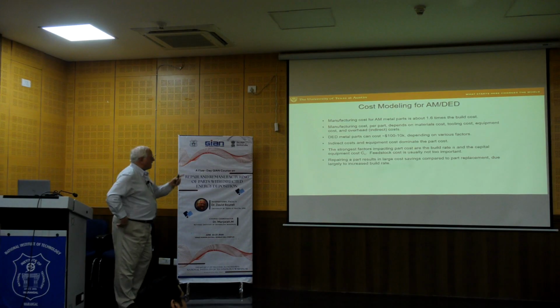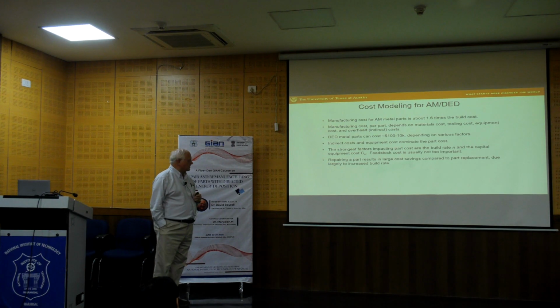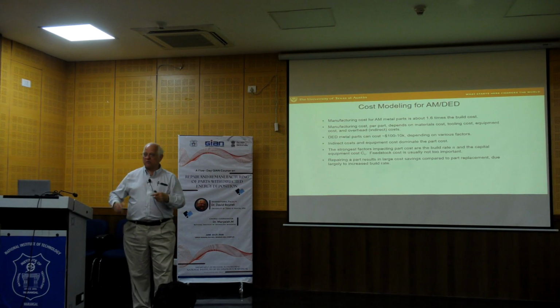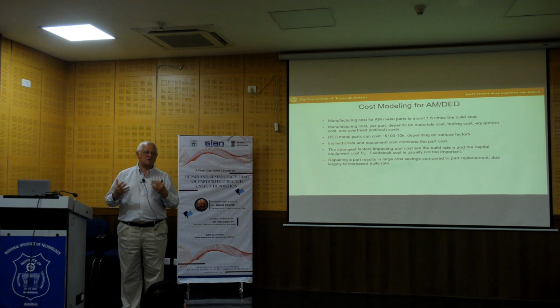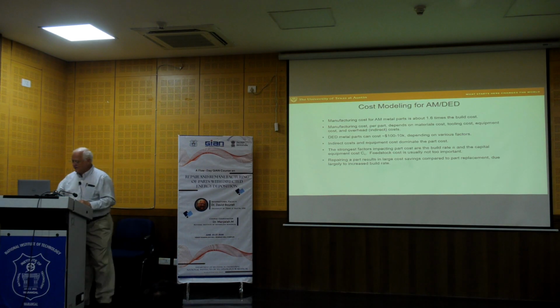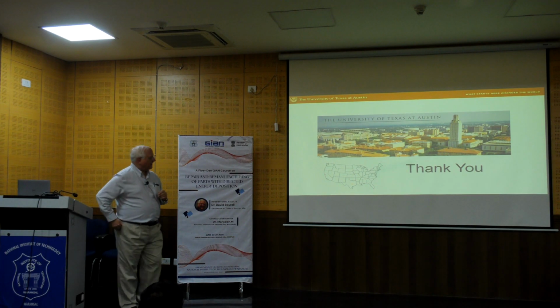Finally, repairing a part results in large cost savings compared to part replacement. Again, it's largely due to the increased build rate. I can produce more parts because I'm replacing only a small volume of the part. If I build at a constant volume rate, which is what we almost always do, so many cubic centimeters per hour, I can build more parts, which means my end dot goes up, which means all the costs go down. So it's as simple as that. And I think that takes me to the end of the presentation.